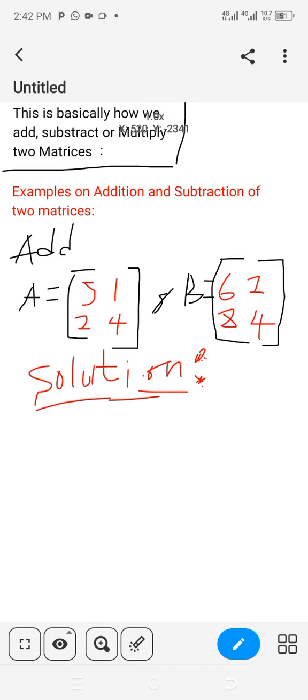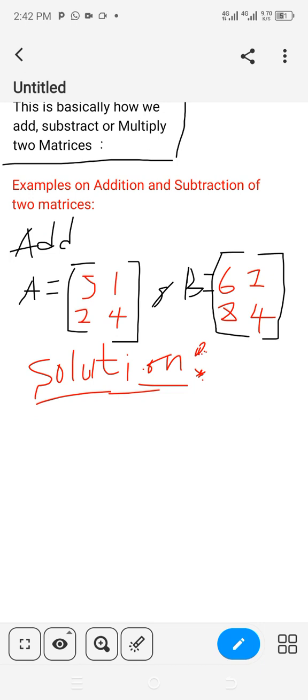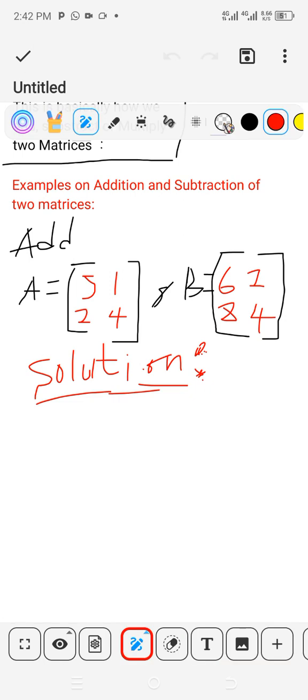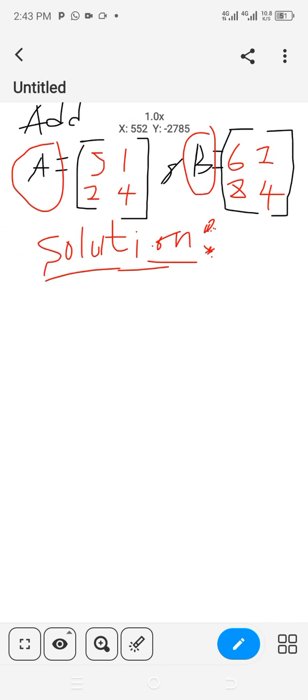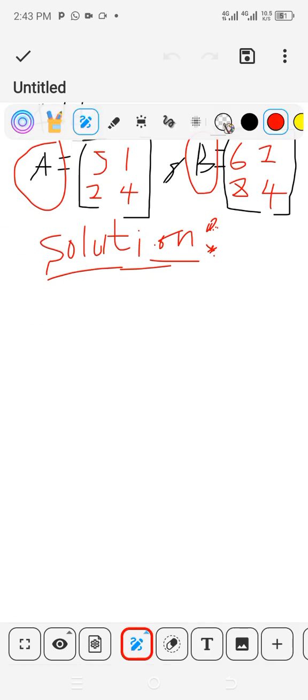For example, let's take an example on addition and subtraction of matrices. We are given a question here that we should add these matrices. We have two matrices here. We have matrix A and we also have matrix B. So we are asked to add them up. To do so is very simple. Solution. We are asked to add. That means we are adding them.